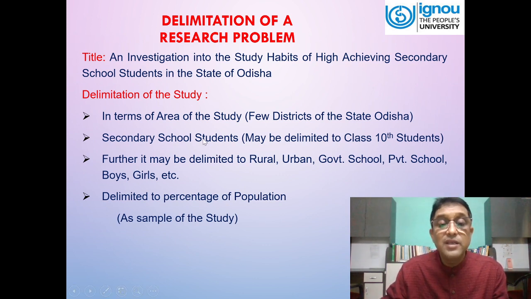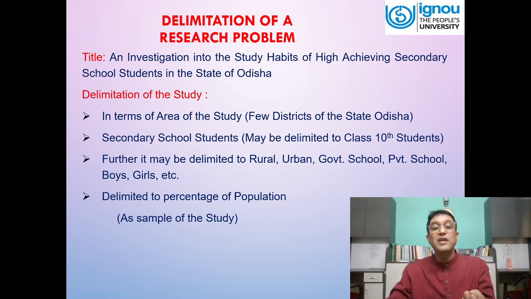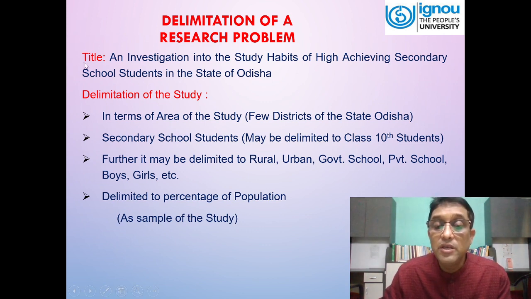Then further, secondary school students. In secondary school students, it may be class 9th, it may be class 10th. Further, I can delimit. Though in the title I have mentioned secondary students, here it may be delimited to class 10th or class 9th students. That can be done. Then further, it may be delimited to rural, urban, government school, private school, boys, girls, etc.